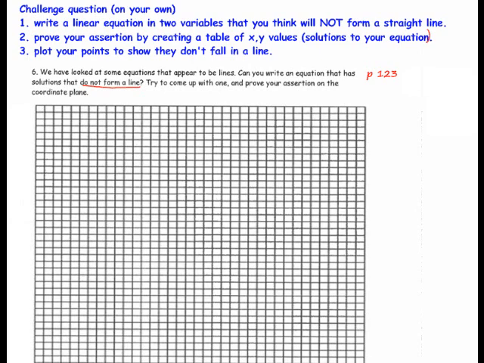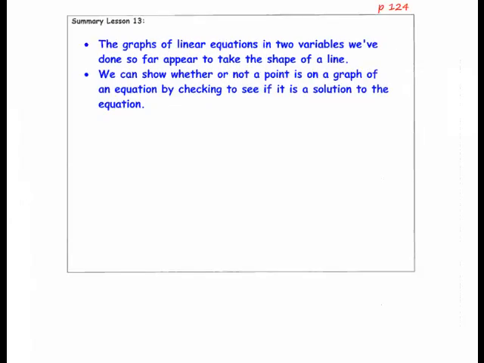Next, we'll go on to the lesson summary. In this lesson, you've learned the graphs of linear equations in two variables we've done so far appear to take the shape of a line. We can show whether or not a point is on a graph of an equation by checking to see if it is a solution to the equation.